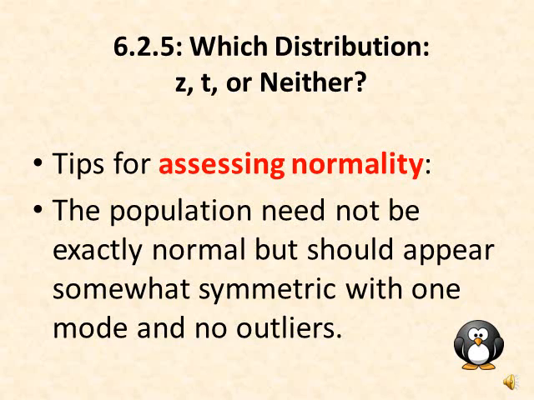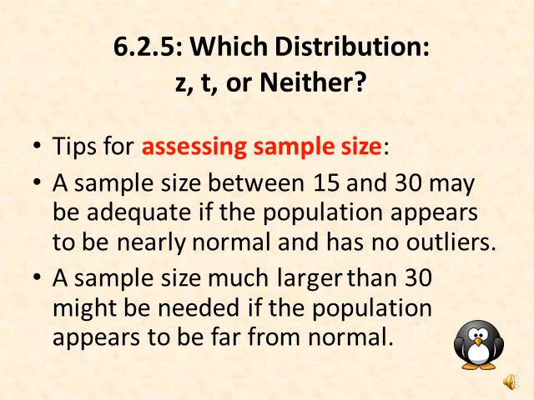Here are some tips for assessing normality. The population need not be exactly normal, but should appear somewhat symmetric with one mode and no outliers. Here are some tips for assessing sample size. A sample size between 15 and 30 may be adequate if the population appears to be nearly normal and has no outliers. A sample size much larger than 30 might be needed if the population appears to be far from normal.